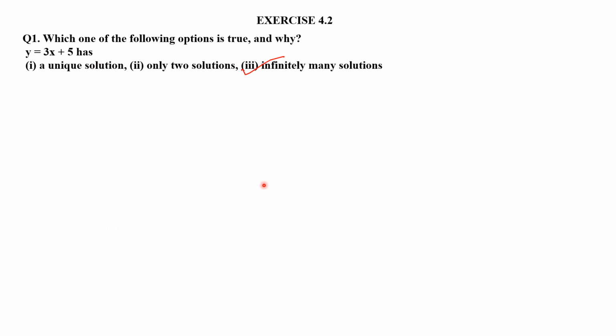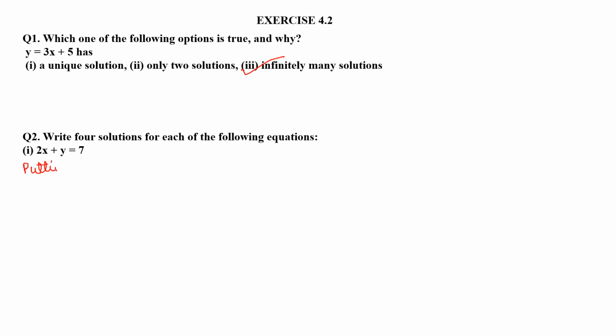So it has infinitely many solutions. Now question number 2, write 4 solutions for each of the following equations, and the first is 2x plus y equal to 7. So again I am going to start putting values for x or y. So first I am going to put x equal to 0.